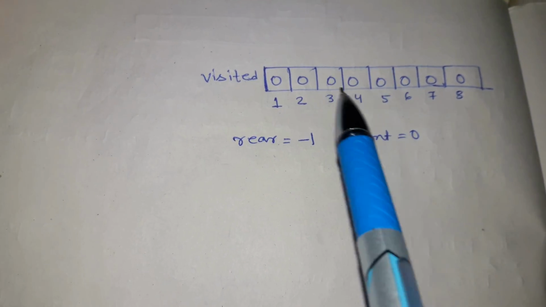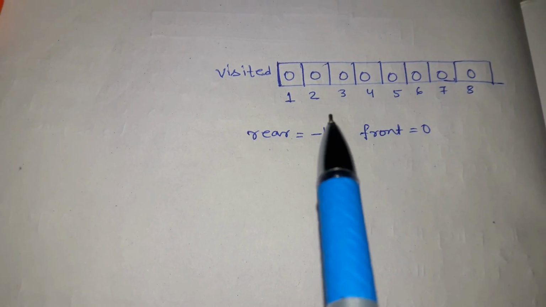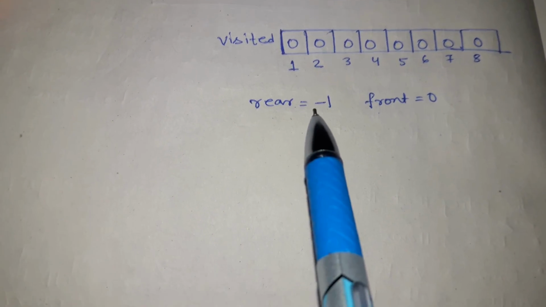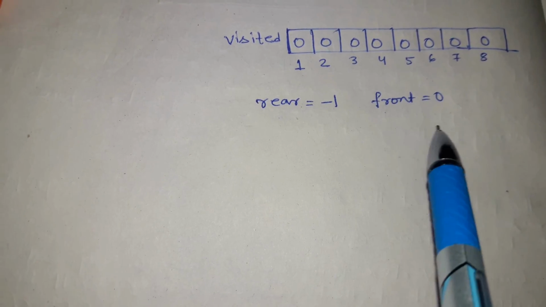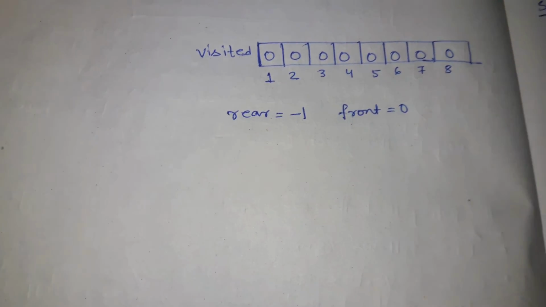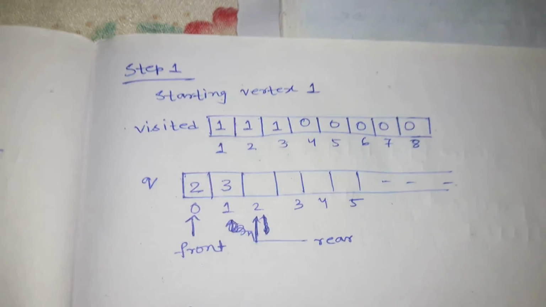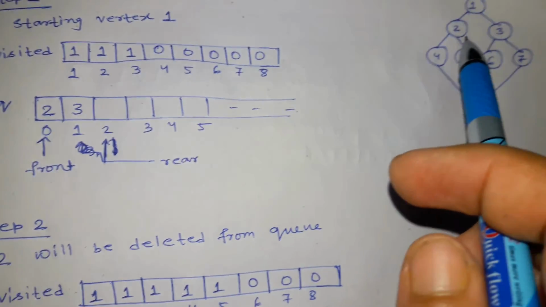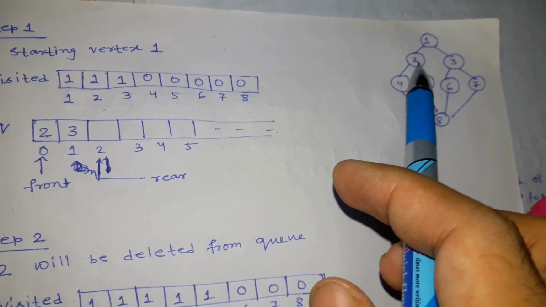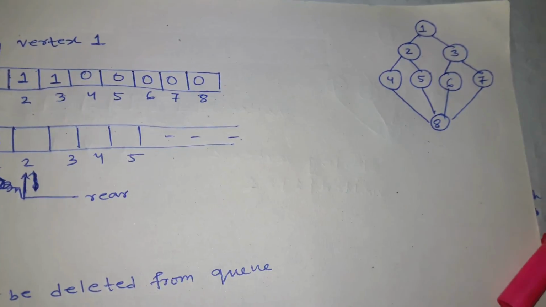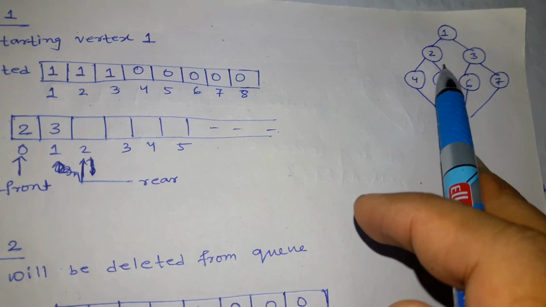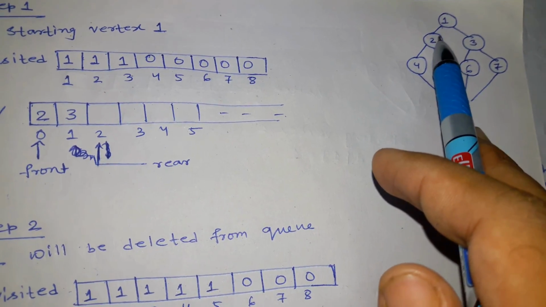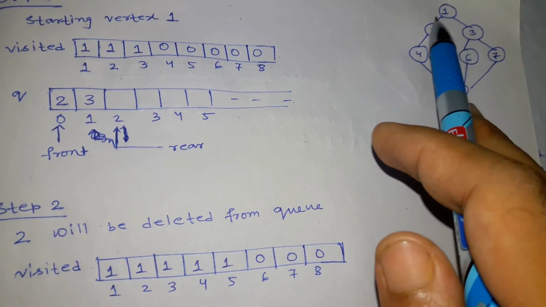Now I will show you the pictorial representation of the BFS algorithm. At first, the visited array has been initialized to 0, and rear is equal to -1 and front equal to 0. Then see step 1. For step 1, the starting vertex is 1, so 1 will be visited. Once a vertex is visited, the corresponding adjacent vertices of that visited vertex, if they are still unvisited, will be visited first, and they will be pushed into the queue.